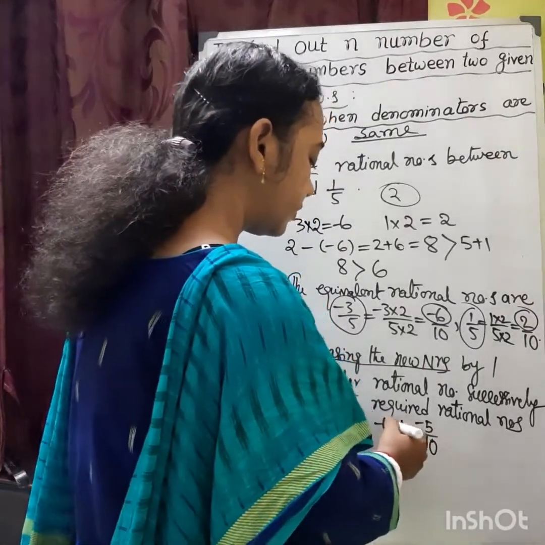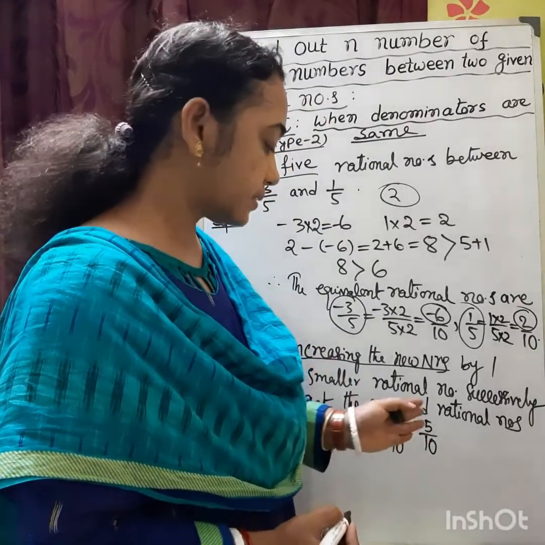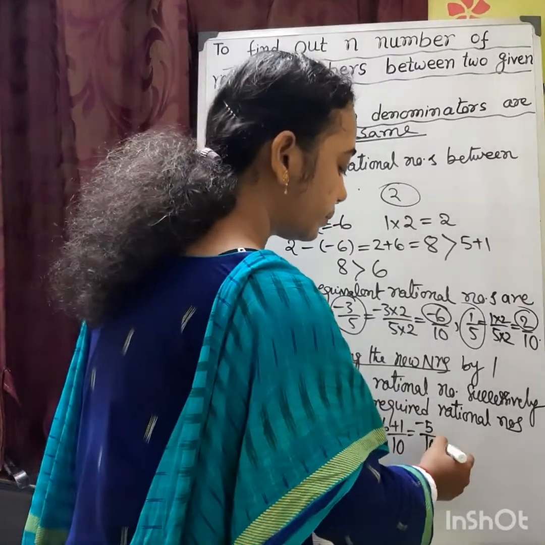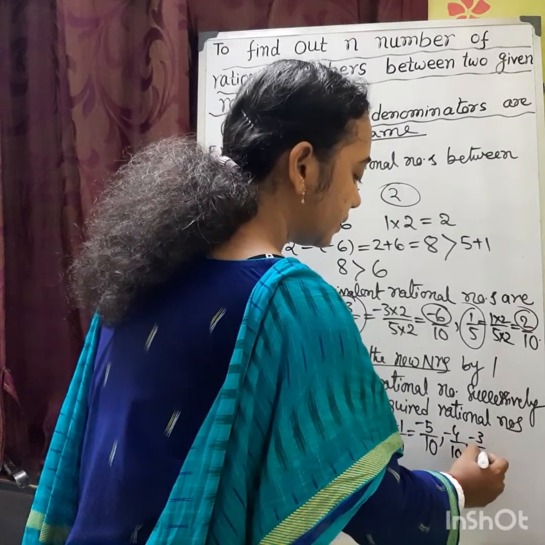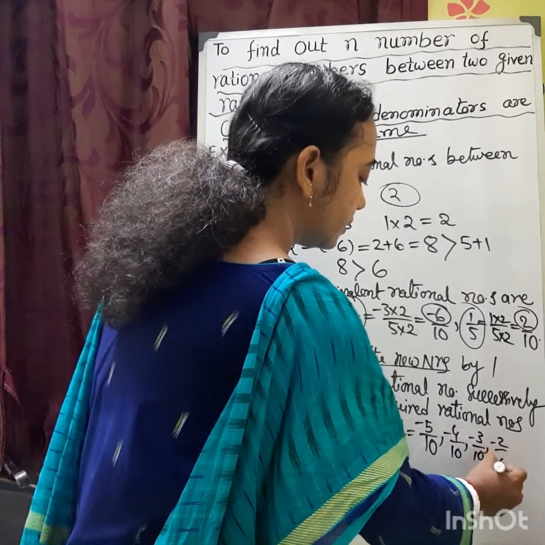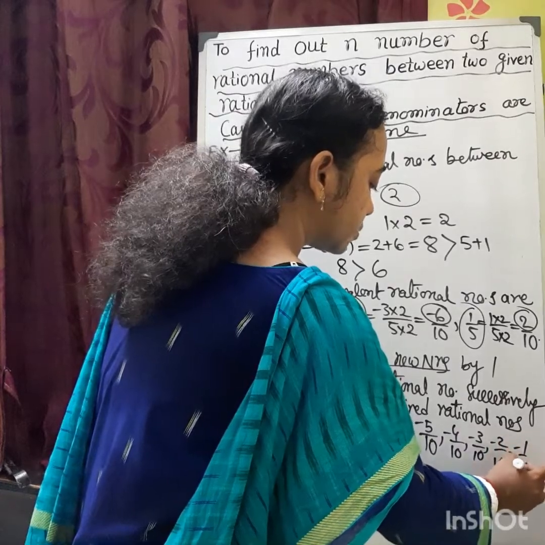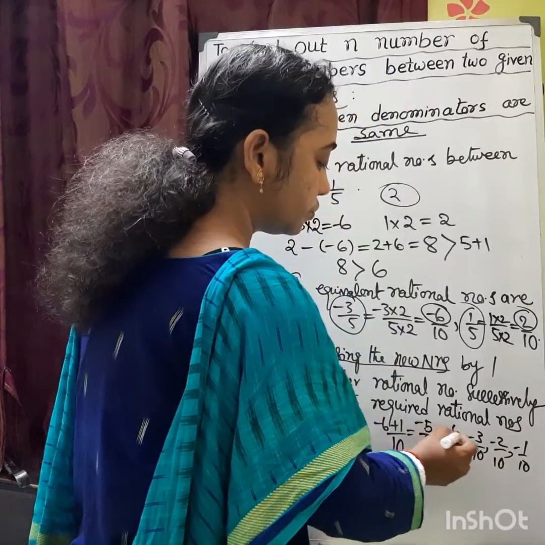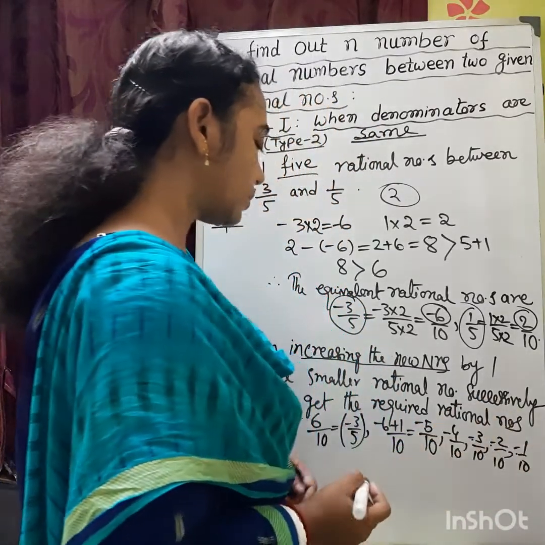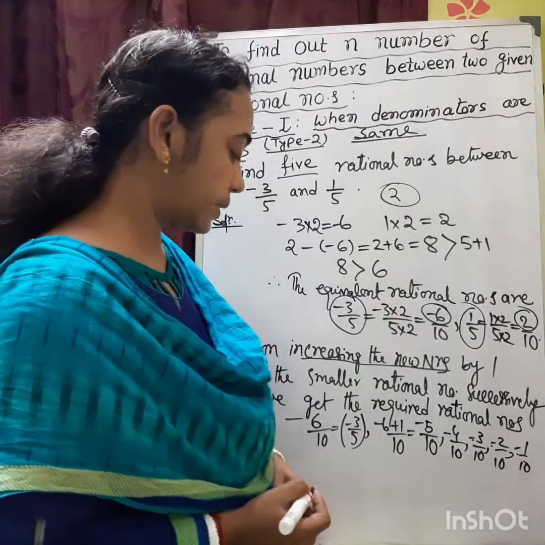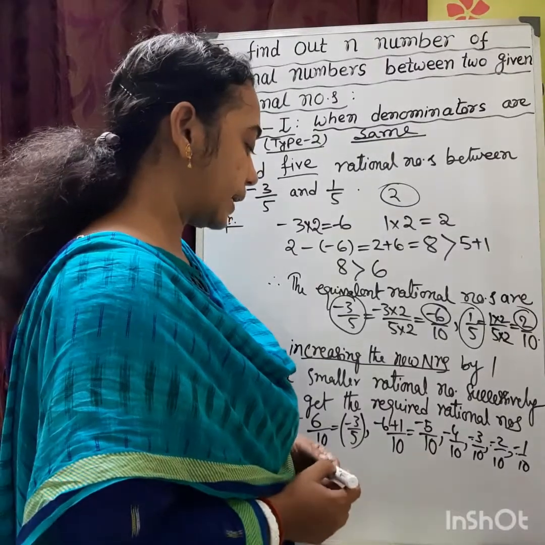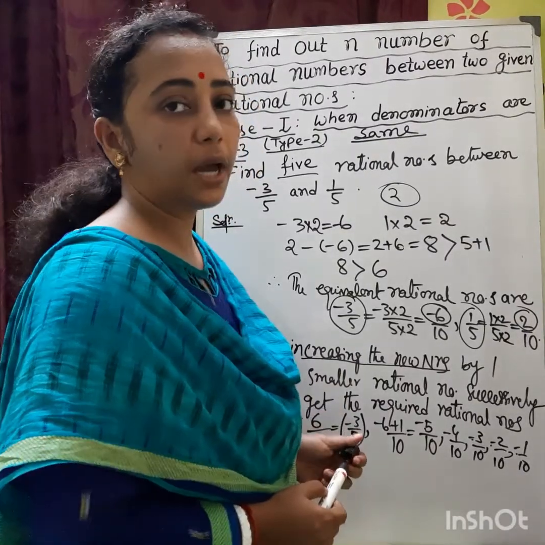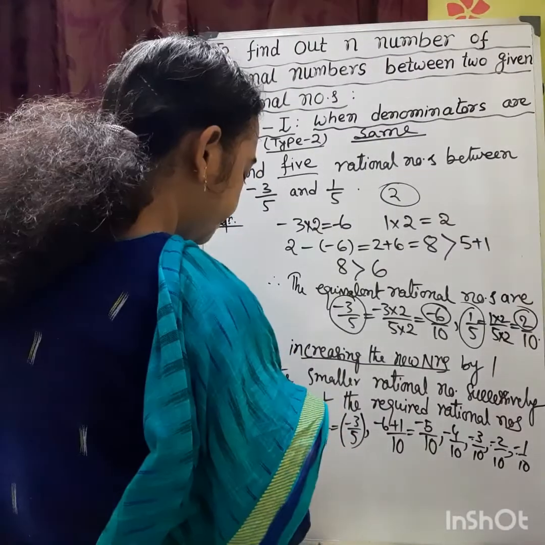Similarly, here when minus 6 plus 1 we are getting less, that is minus 5. Similarly, next number will be minus 4 by 10, then minus 3 by 10, then minus 2 by 10, then minus 1 by 10. So how many we are getting here? 1, 2, 3, 4, 5. So these are the required 5 rational numbers between the two given rational numbers. So that is minus 3 by 5 and 1 by 5.